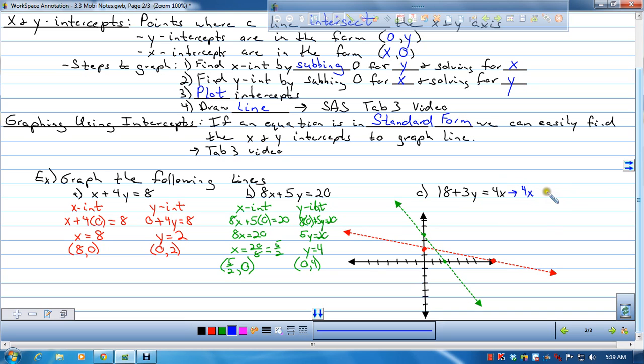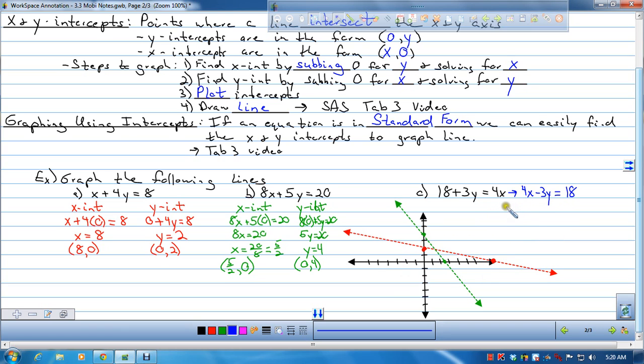Either way, you'll end up with 4x minus 3y equals 18. If you move the x over and the 18 over, all these would end up being opposites. So this would have been a negative, this a positive, and this a negative, which is perfectly fine. It's the same equation. Okay.